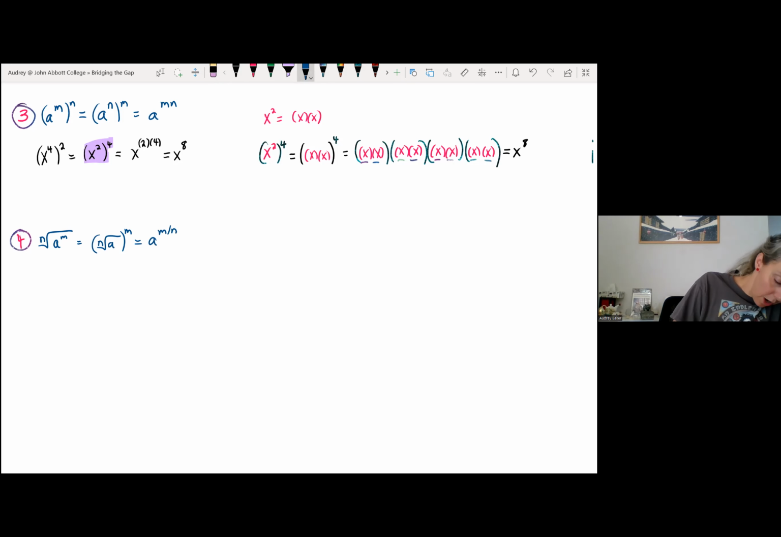And then not to be forgotten, if there is no number out there, then it's like we have a 2 hiding. So we'll have a to the m over 2.